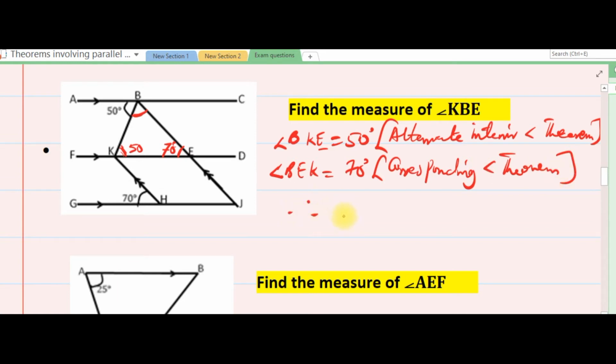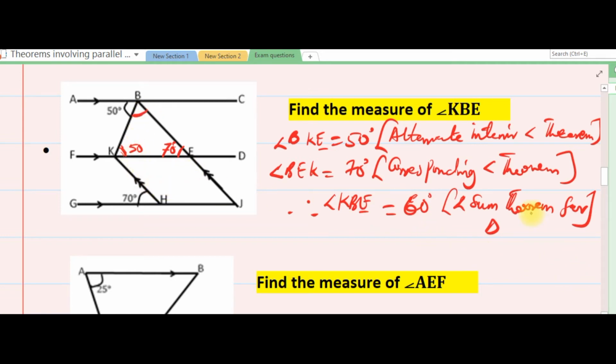So therefore, what we are looking for, angle KBE, must give us 60 degrees. Why? Angle sum theorem for triangle. So that's the thing. That's the answer.